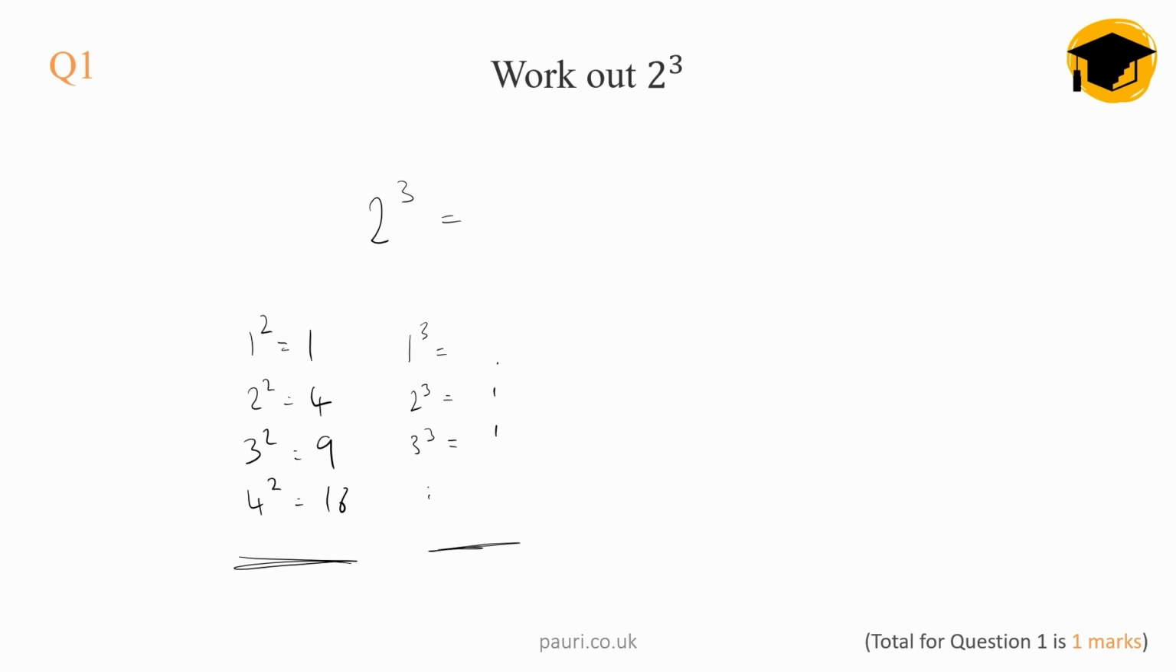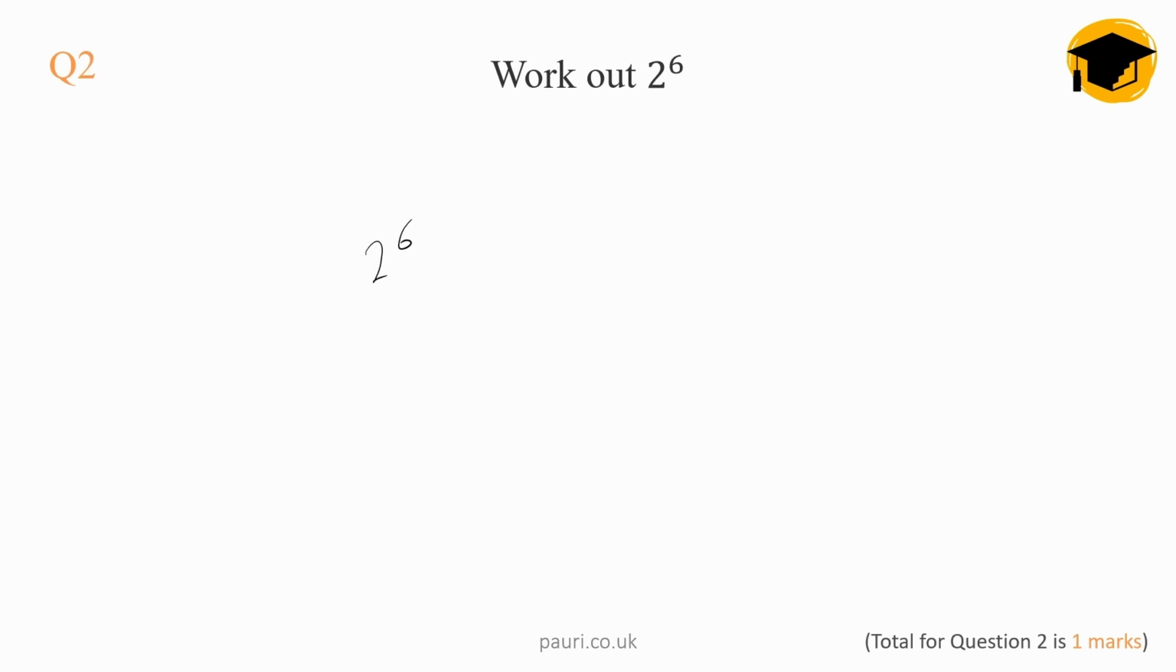Back to the question, 2 times 2 times 2. 2 times 2 is 4, times 2 is 8. Final answer is 8. 2 to the power of 6. We've got a lot of 2's here, so I need to count how many. Overall we should be having 6. So 1, 2, 3, 4, 5, 6. 2 times 2 is 4, times 2 is 8, times 2 is 16, times 2 is 32, times 2 is 64. If you're not sure, write it down in steps. Do it all in steps so it's easy to follow.